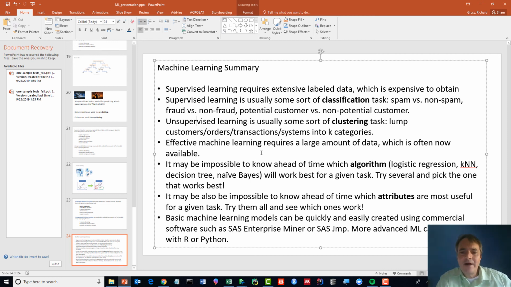Okay, and finally, and I hope I demonstrated this, and I hope that you will give some of these a try, the basic learning models can be quickly and easily created using commercial software such as SAS Enterprise Miner or SAS JMP. And you can actually do more advanced machine learning with R or Python. And a lot of times you can just search for something like basic supervised classifier Python and get a little snippet of code that you can start off with right away. Usually that Iris dataset is the one that they use for tutorial purposes.